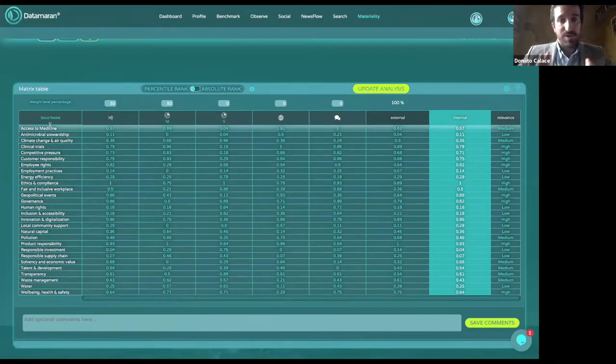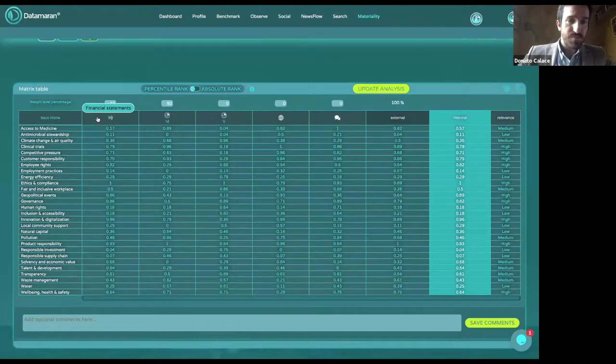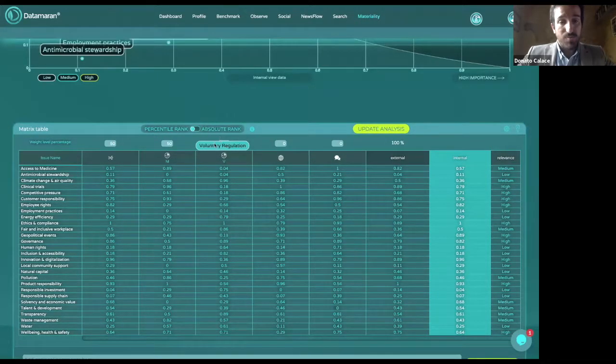Then the rest of the methodology to identify material issues is rather straightforward. Every issue is scored across our data set. As I mentioned before, the analysis of financial statements, the analysis of mandatory regulation, and then voluntary regulation, news, and social media. But in this case, as I'm trying to portray financial materiality, I'm not putting any weight on voluntary regulation, on news, and social media, because those sources represent the different categories of stakeholders.